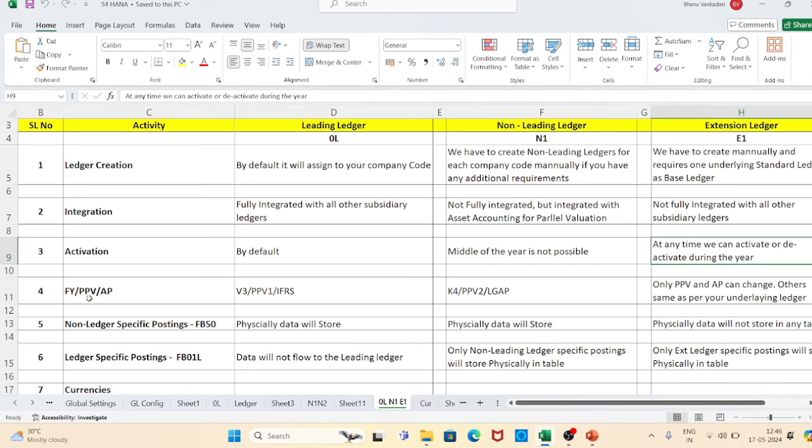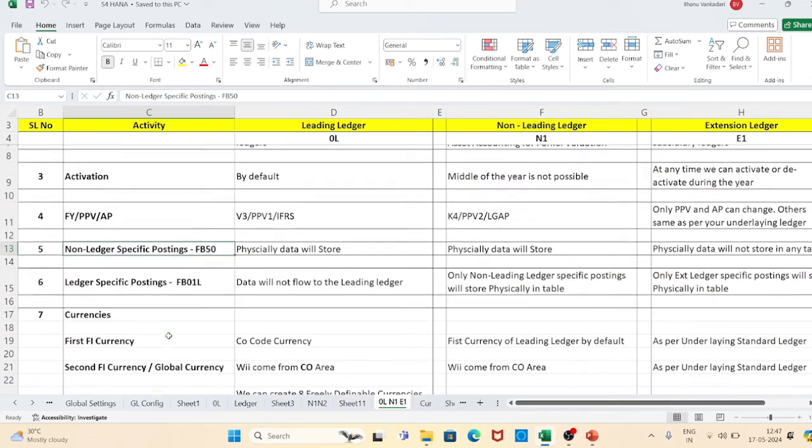Now, fiscal year variant, posting period variant, and accounting principle. A non-leading ledger can have a different fiscal year variant, a different posting period variant, and a different accounting principle. We can see here the fiscal year variant is V3, and in the case of the non-leading ledger K4. For the leading ledger the posting period variant is PPV1, here PPV2. Here IFRS, and here you are following local GAAP. But in the case of the extension ledger, only the posting period variant and accounting principle can be chosen differently, and the fiscal year variant must be as per the underlying ledger.